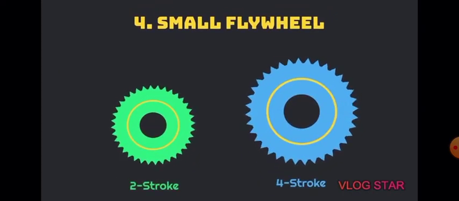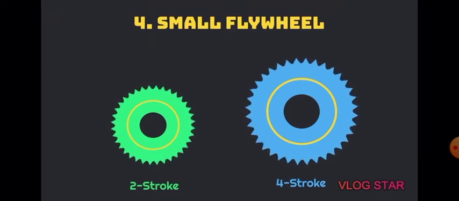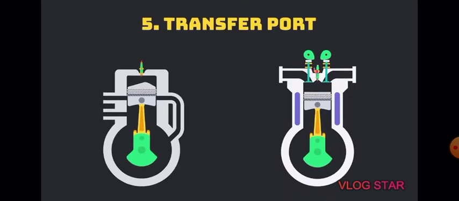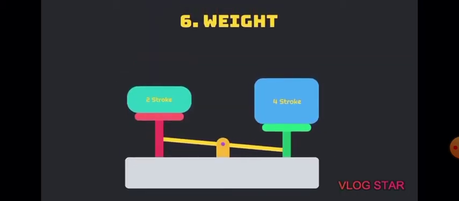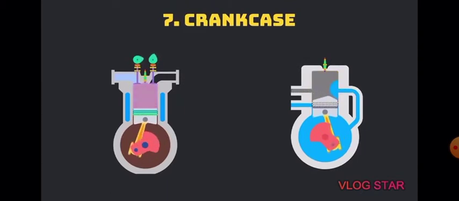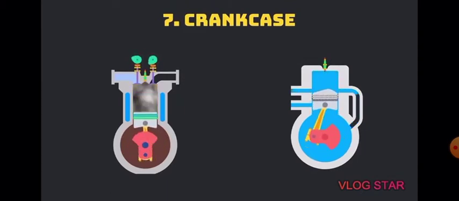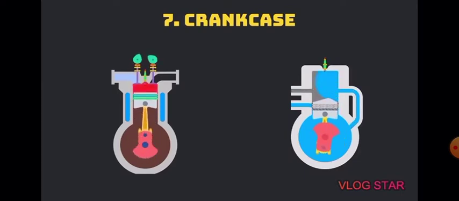There are small flywheels in the two-stroke engine, whereas there is a much bigger flywheel with heavy weight in the four-stroke engine. The transfer ports are present in the two-stroke engine, as you can observe over here, which is absent in the four-stroke engine. A four-stroke engine is much heavier than the two-stroke engine. Then the crankcase is quite complicated in the four-stroke engine, whereas it is much simpler in two-stroke engines.